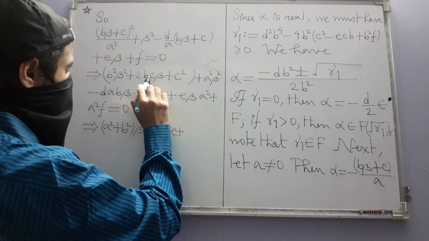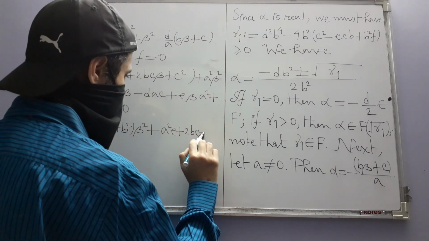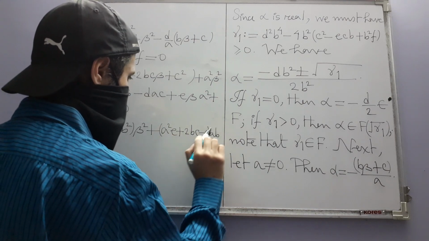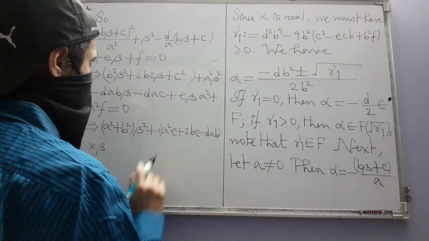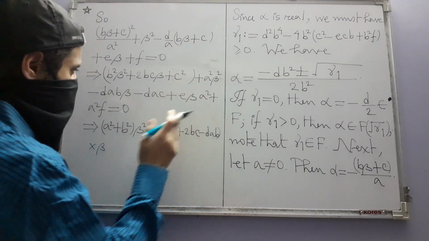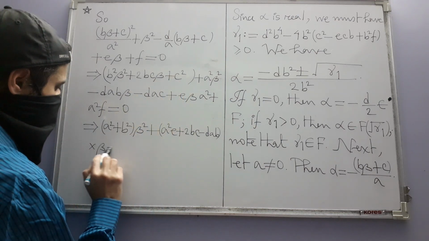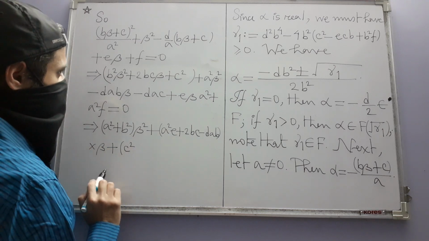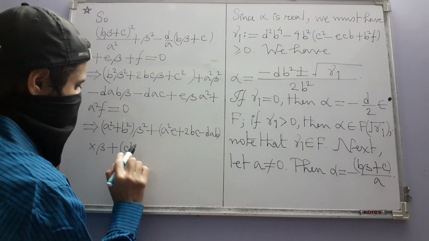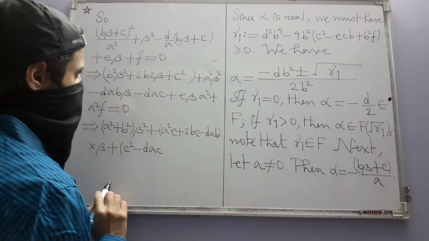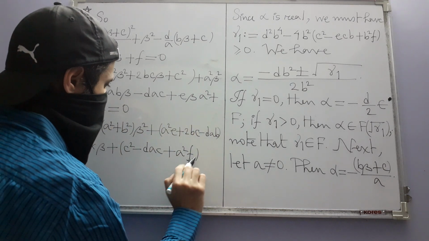plus 2bc minus dab times beta, and then the terms which do not involve beta in any way, I should not say constant, plus c square, then minus dac, and then this one plus a square f.